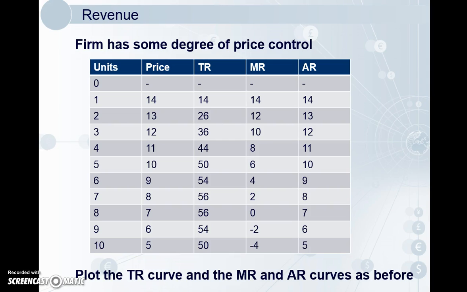This time, due to the scale, let's draw them on two separate graphs. Total revenue on a graph with revenue up to 100 on the y-axis, and the MR and AR curves on a graph with revenue up to 16. It's just so that we can clearly show what's happening. So pause now and do that.